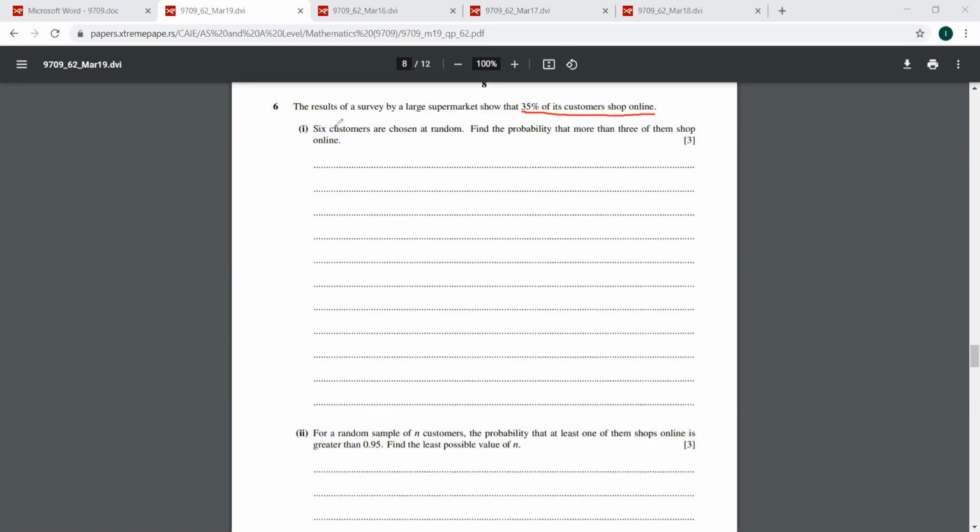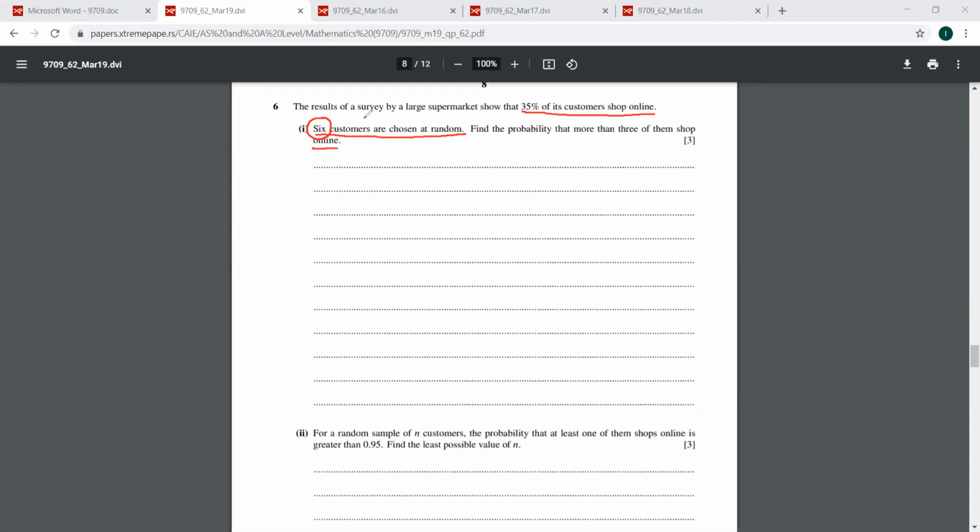6 customers are chosen at random. Okay, we're given a specific number, so this can be our n. So I doubt this is going to be a question from the binomial distribution. It says find the probability that more than 3 of them shop online.